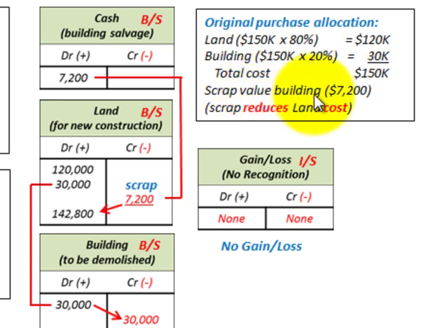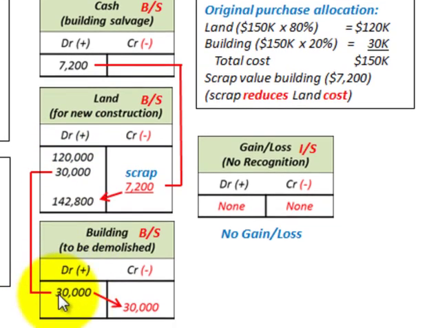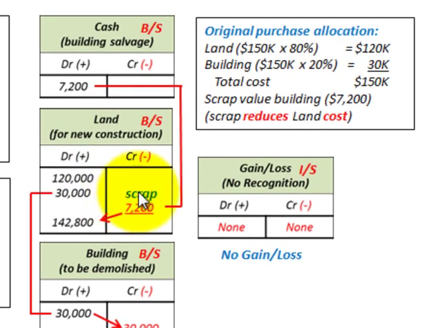And then we had a scrap value on the building here of $7,200. And we're going to find out that scrap reduces the land cost here. So on our original recording here, on our land account, we would have debited that here for $120,000. And then our building account would have been debited here for $30,000. Now, the building here is demolished, so we would credit or eliminate our building account for the old building here of $30,000, and then the debit amount here would go to the land account. So in this case, we increased our land account here for the cost that was allocated to the old building.